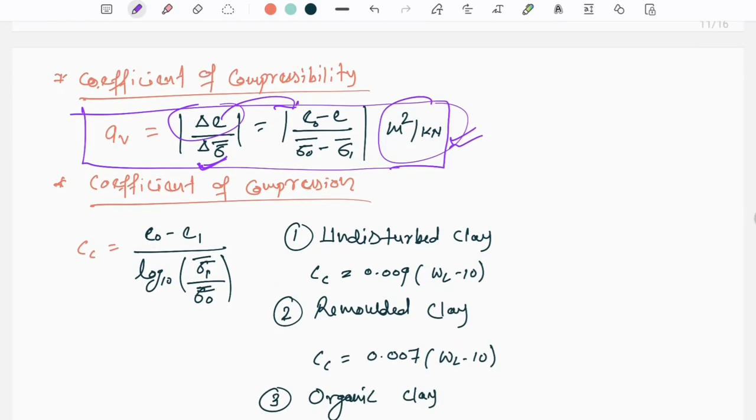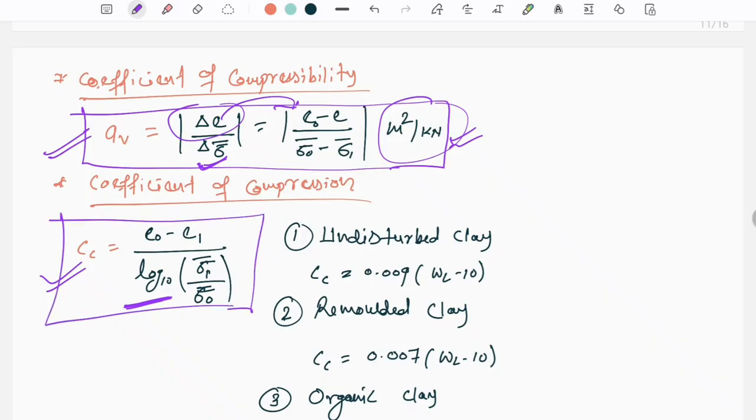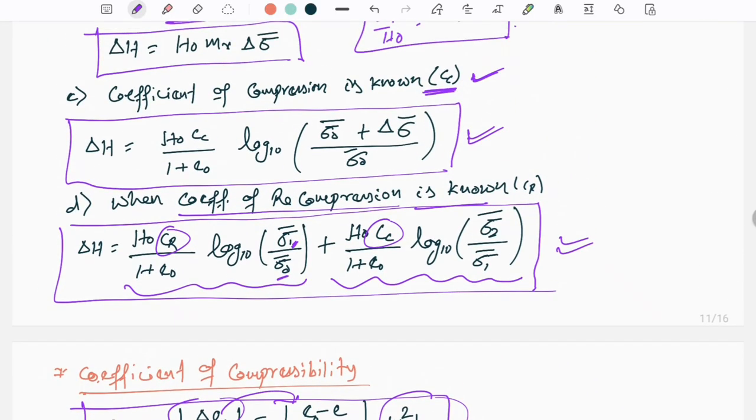Next is the coefficient of compression, Cc. There is no difference between AV and Cc, only that it is taken on a logarithmic scale. So again it is the change in void ratio divided by the change in stress on a logarithmic scale. This is the expression for the coefficient of compression, that is Cc.